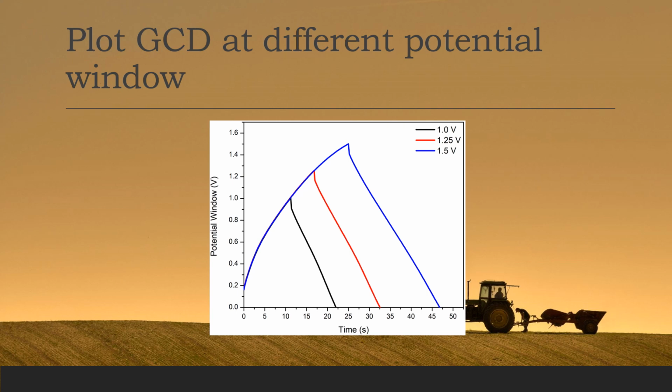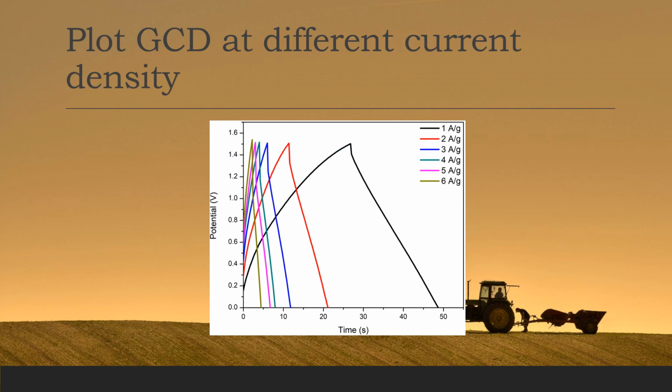Next, cyclic voltammetry is finished. You can go to the galvanostatic charge discharge. Number one, you should plot GCD at different potential windows. This is to support your cyclic voltammetry. So again, we want to confirm the precise potential window that your material is capable of achieving. Then you plot the galvanostatic charge discharge at different current densities.